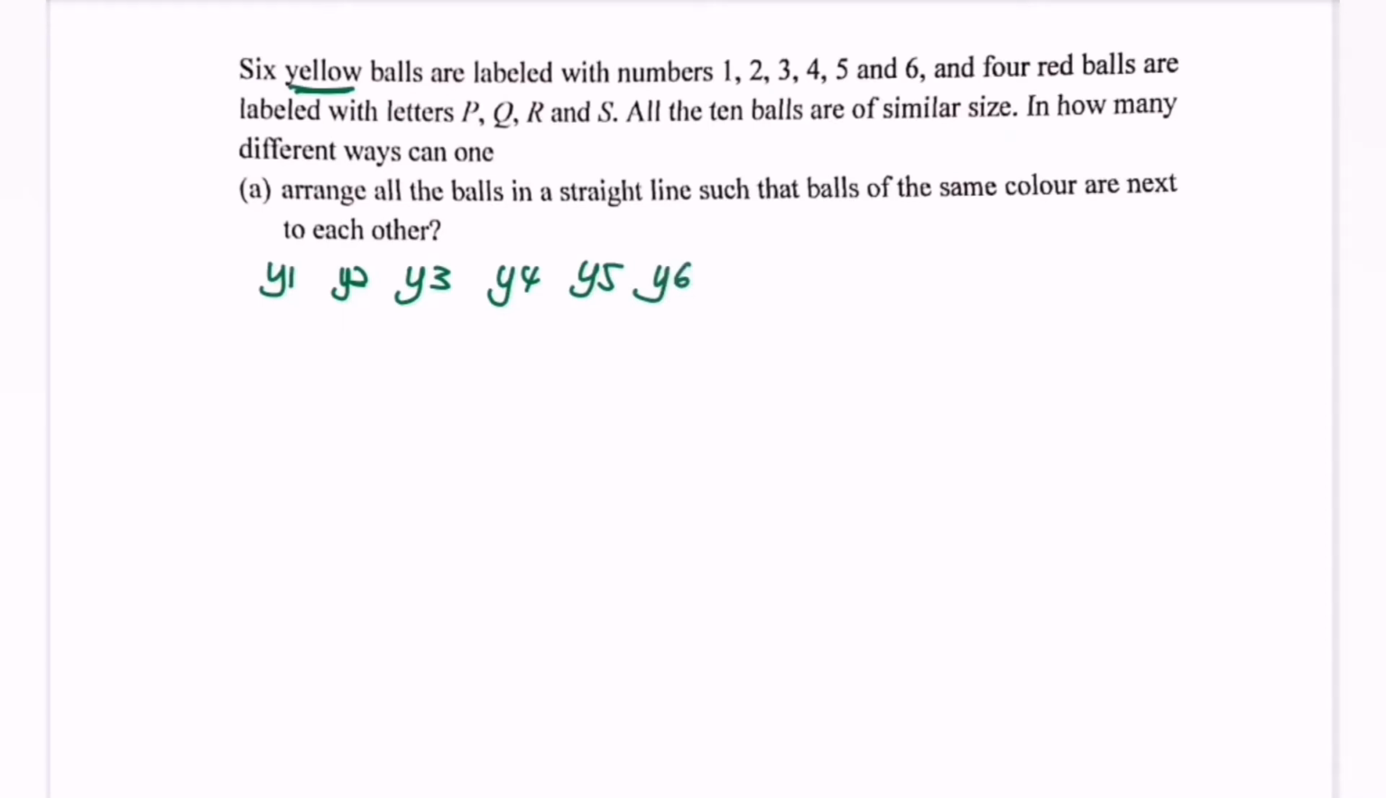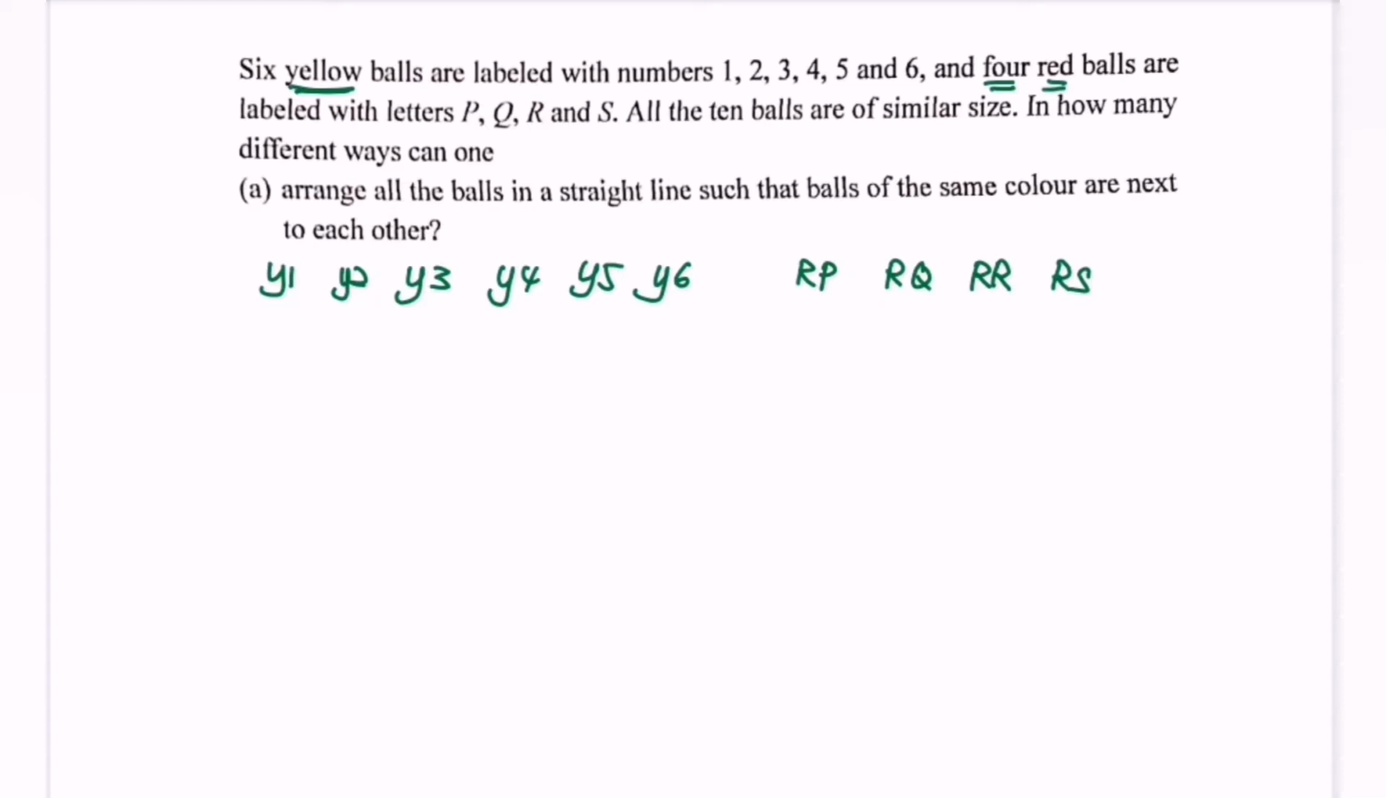And we have 4 red balls labeled with P, Q, R and S. So red P, red Q, red R, and red S. So in total, we have 10 balls. All the 10 balls are of similar size, so it means that it's fair.